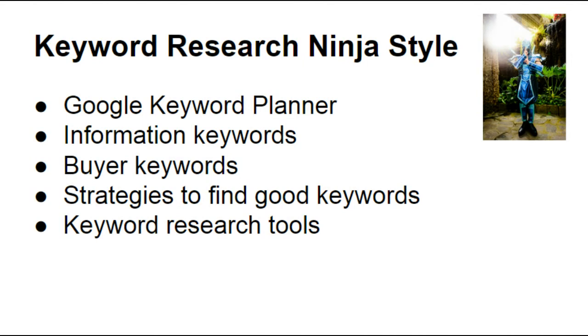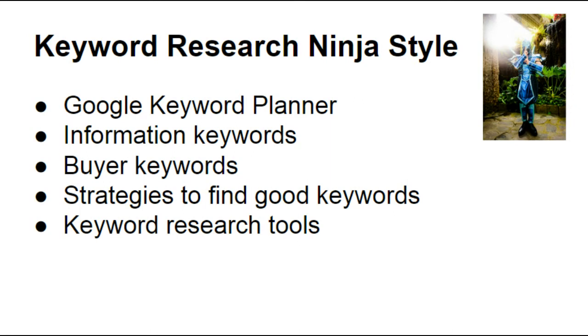Alright, today we're going to talk a little bit about keyword research, ninja style. Mainly you're going to find keywords because you want to know what your audience is searching for. And mainly we're going to use the Google Keyword Planner to look at the information, not necessarily to use it to brainstorm, but just to look for information.